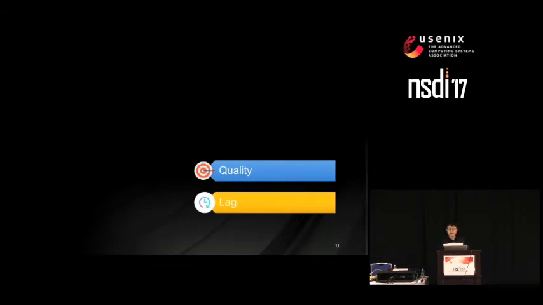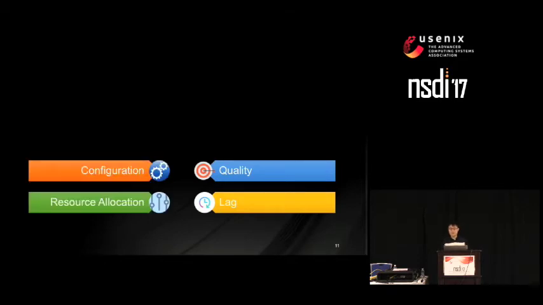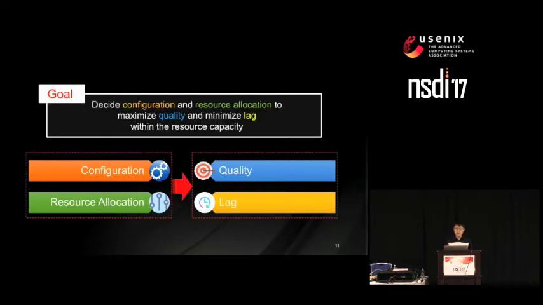So to summarize, there are 2 metrics we care about for video queries, the quality and lag. However, we cannot directly control them. What we can directly control are the configurations and resource allocation for each query. For example, the configuration determines the quality, and the resource allocation could help us catch up with the lags. Our goal here is to configure a set of parameters exposed by vision algorithms and enforce the resource allocation on these video queries. By doing that, we want to maximize the quality and minimize the lag across a lot of vision queries within the resource capacity of the cluster.